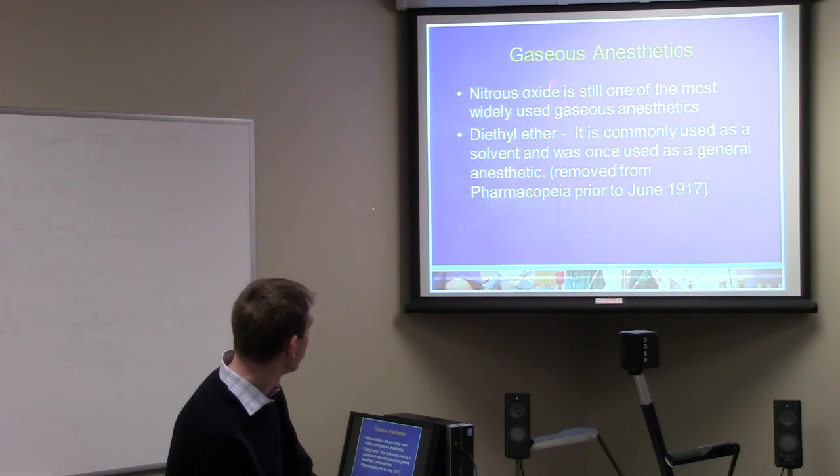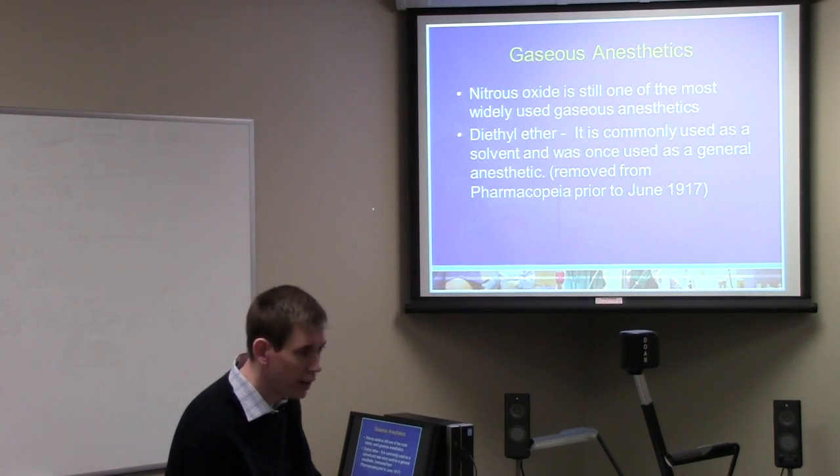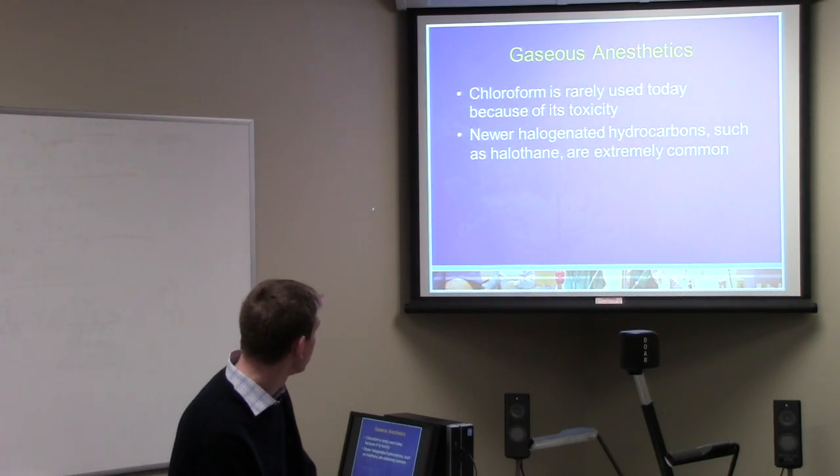But with the gas, we specifically talked about nitrous oxide. We talked about that quite a bit on Monday, so definitely look over that. Diethyl ether really is not used for surgery anymore. It's used quite a bit in chemical labs as a solvent. Same thing with chloroform. They use this quite a bit in labs as well.